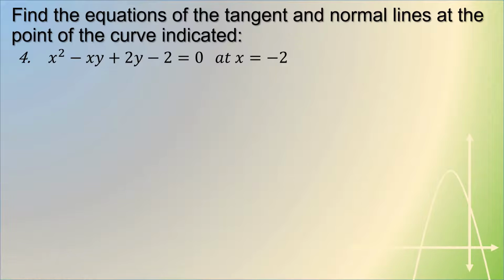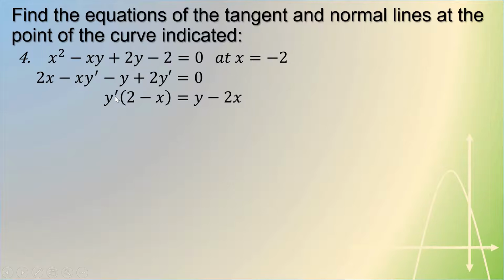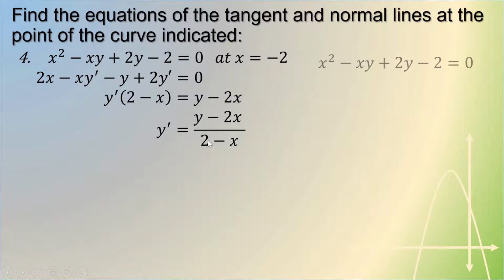Fourth example, x squared minus xy plus 2y minus 2 is equal to 0 at x is equal to negative 2. Finding the first derivative, that is 2x minus xy prime minus y plus 2y prime is equal to 0. Factoring out y prime sa terms na may y prime, so that is y prime times the quantity of 2 minus x is equal to y minus 2x. And then, dividing both sides of our equation by 2 minus x, our y prime is y minus 2x divided by 2 minus x.